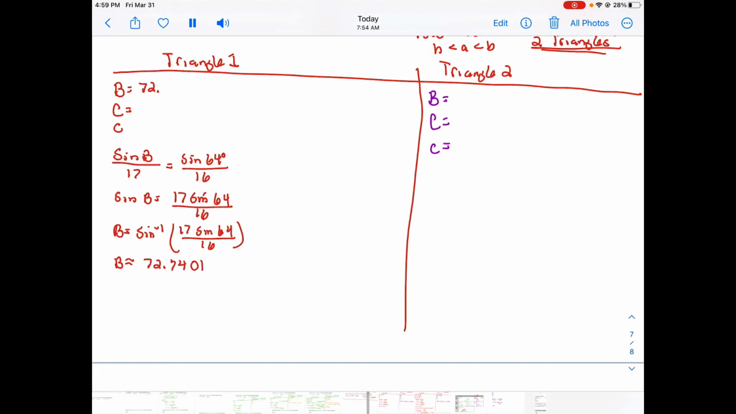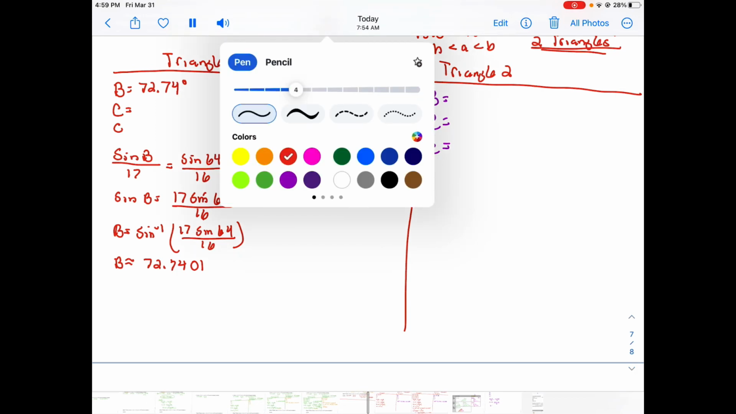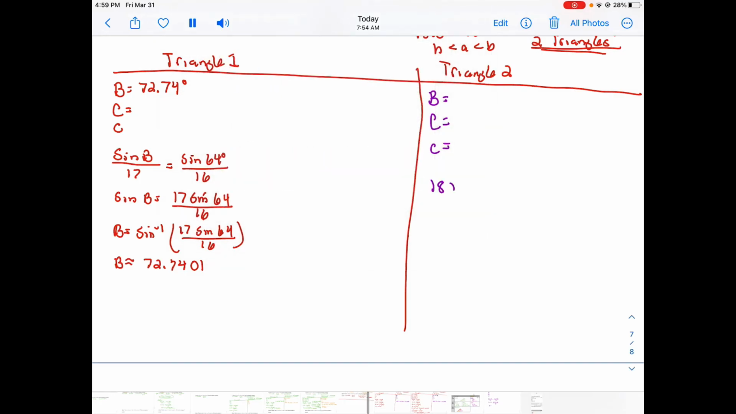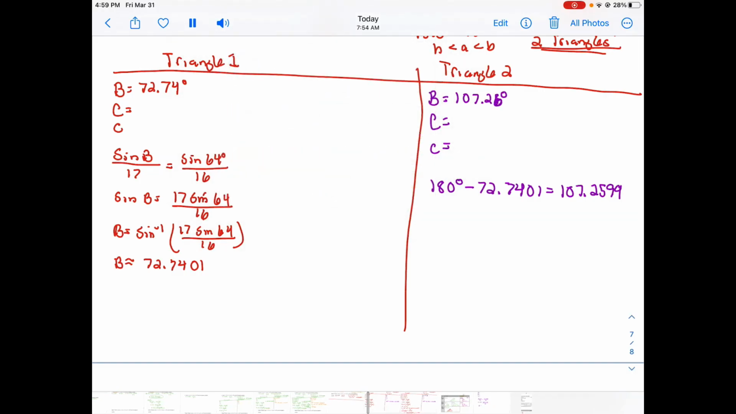72.7401. So we're going to use that more exact angle measurement to calculate the other angle B, by remembering that those two angle B's are always supplementary to each other. So I'll take 180 minus the answer I just received, and that gives me my second angle B of 107.2599 degrees.